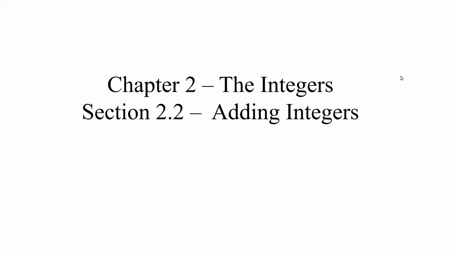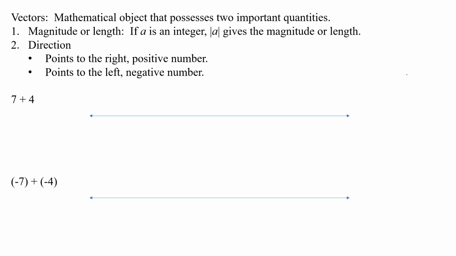Okay, here we are on chapter 2 on the integers, and this is section 2.2, adding integers. With this, we're going to look at vectors, and these are basically mathematical objects that possess two important quantities. They have a magnitude or a length, so if a is an integer, then the absolute value of a gives that magnitude or length. Okay, so we've seen what absolute value does, and the magnitude or length is what the absolute value is, and it also has a direction.